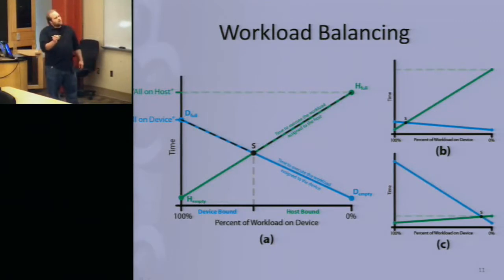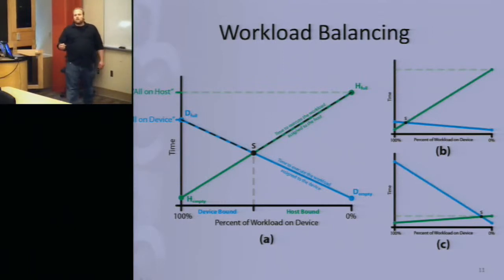So the x-axis is the percent of work being shifted to the device, with 100% on the left and 0% on the right. The blue line represents how much time the accelerator is taking to execute a given workload. If the accelerator has all of the workload, it's going to take some amount of time to execute. As you reduce the percentage of that overall workload on the device, its execution time goes down. Vice versa, as you decrease the amount on the device, the host starts taking longer and longer.